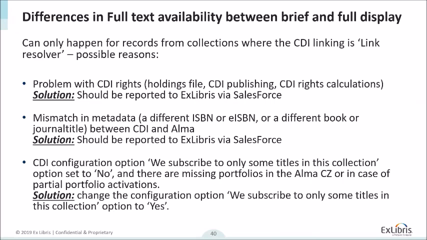Now, there's a third reason why this can happen, which is related to a configuration option in CDI. And here you can make a change. The configuration option is called "We subscribe to only some titles in the collection." And if you set it to no, then the whole collection becomes automatically set to full text available, and you'll get the green indication for all the records in the collection. Now, if there are missing portfolios in Alma, or you have partial activations in Alma, then you have a problem.